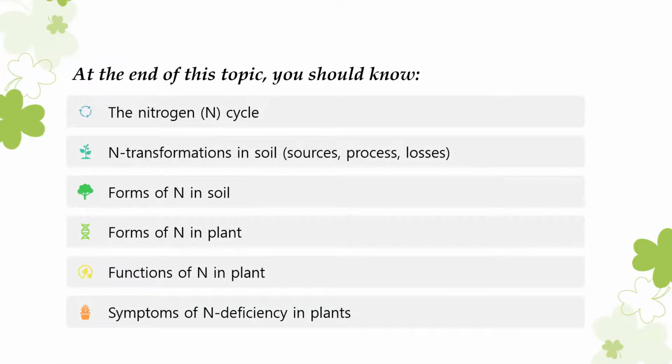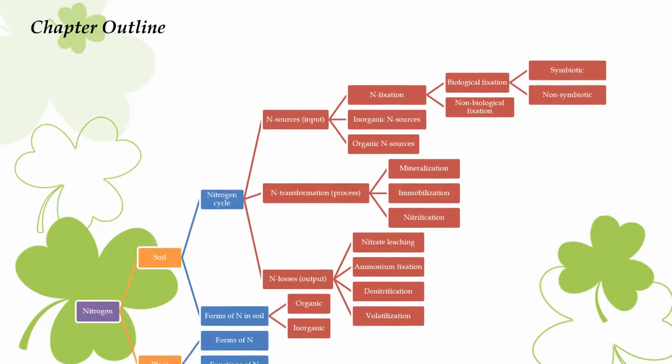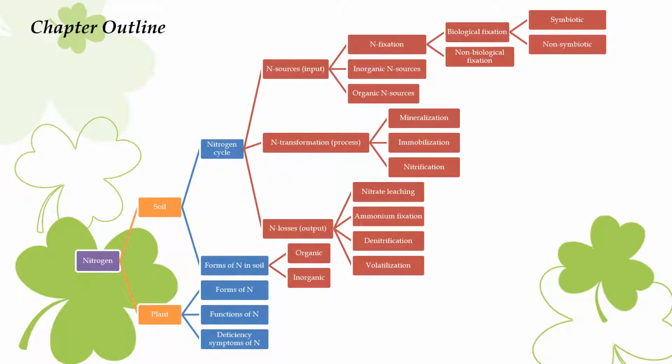At the end of this topic, you should know about the nitrogen cycle, the nitrogen transformation in soil, which are the sources, the process, and also the loss paths, the forms of nitrogen in soil, the forms of nitrogen in plant, the functions of nitrogen in plant, and also the symptoms of nitrogen deficiency in plants. This is the chapter outline.